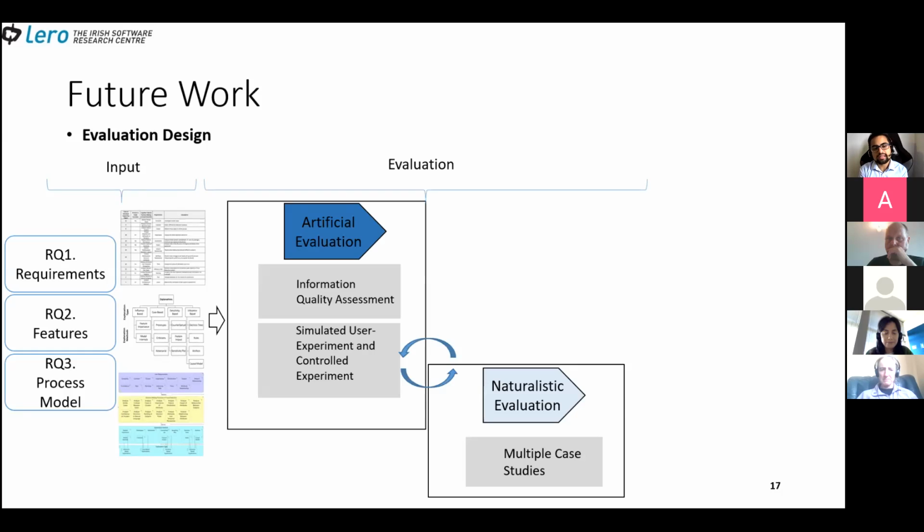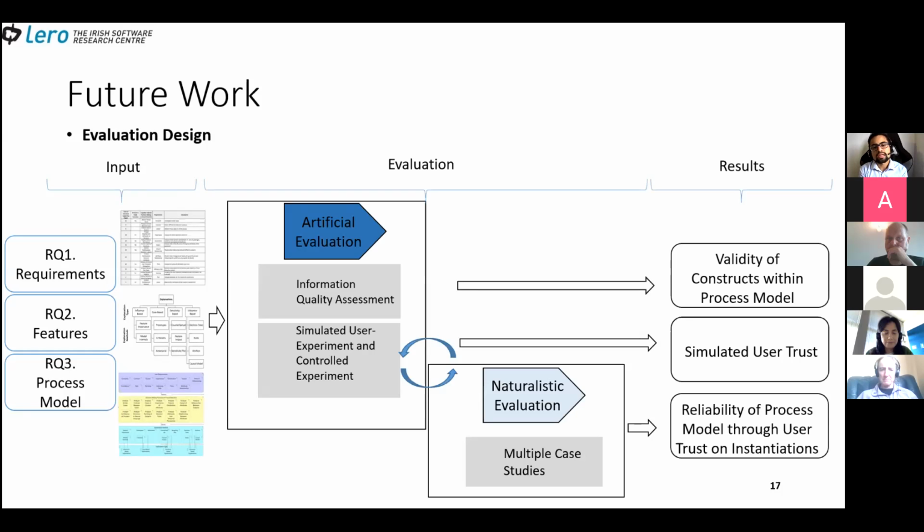My goal in the end with this evaluation design is to provide as results a useful process model to instantiate explanation methods to fraud experts, which will be validated by simulated user trust, the validity of the constructs within the process model, and the trust of experts in instantiations guided by such model. There will be room for iterations to update my inputs and process model according to the results and feedback from fraud experts during my evaluations.